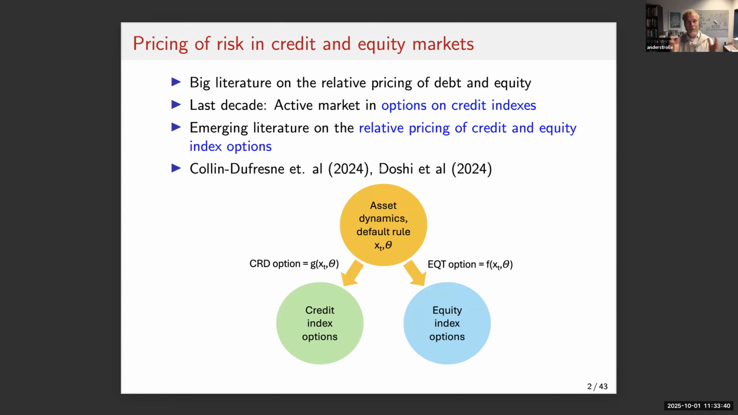And interestingly, the two papers reach somewhat different conclusions. So in my paper with Pierre, we found that these credit index options seem to be overpriced relative to equity index options, whereas this Doshi-Erickson paper finds that they cannot reject their structural model. So I think it's fair to say that there's still some disagreement as to the relative pricing of these different types of index options.